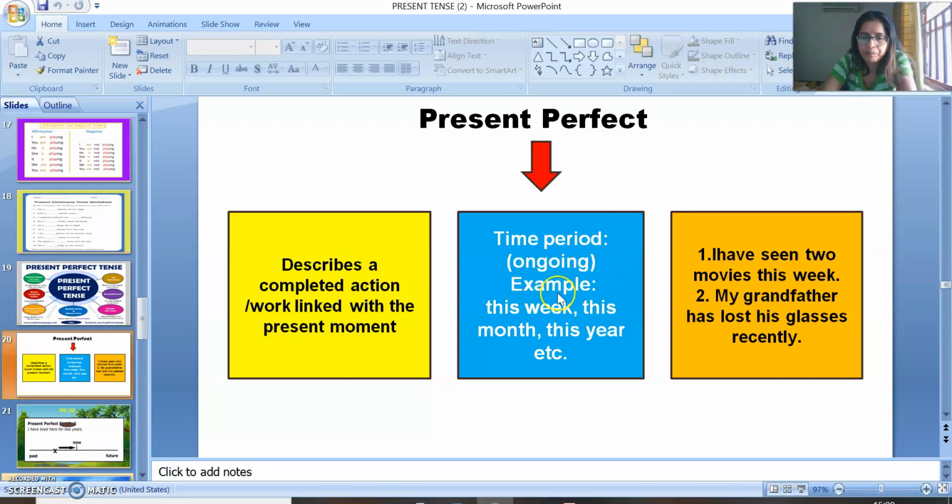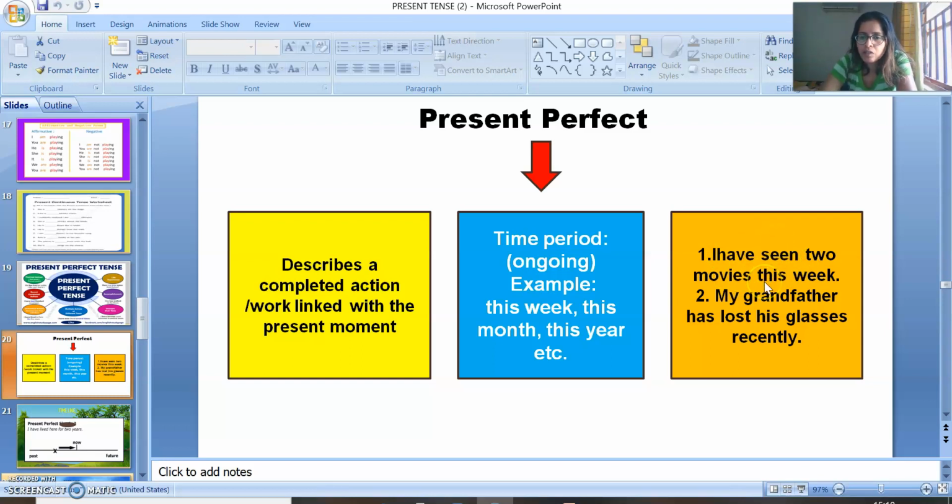Fine. Example: this week, this month, and this year. So all these indicate that the time period is ongoing. Okay. So understand present perfect tense with the help of these two examples. I have seen two movies this week. So here my action of watching two movies is over. Yes, definitely. I have completed watching two movies.